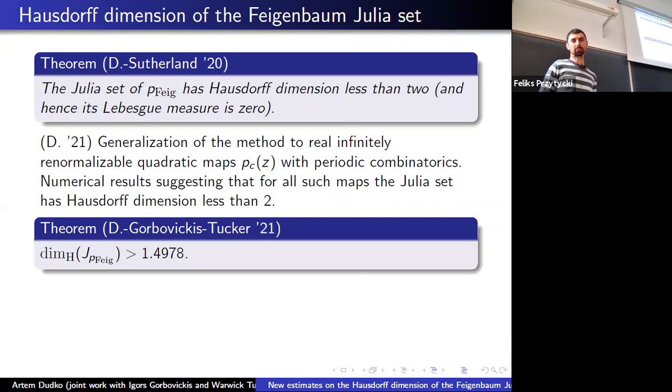And now today I will report on the first estimate from below for the Feigenbaum Julia set, namely, jointly with Igor and Warwick, we showed using rigorous computer estimates that this dimension is at least 1.4978. So this is one of the most recent results.